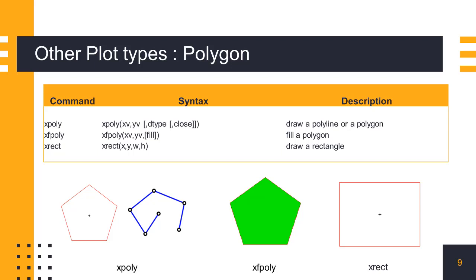We can also plot some simple polygonal shapes like polygons and rectangles. XPoly function is used for plotting both polyline and polygon. We specify the coordinates of the points in counterclockwise order, and if the polyline is closed, then polygon is plotted, else polyline is plotted. XFPoly function only plots filled polygons. XRect function draws a rectangle defined by upper left point, width, and height.